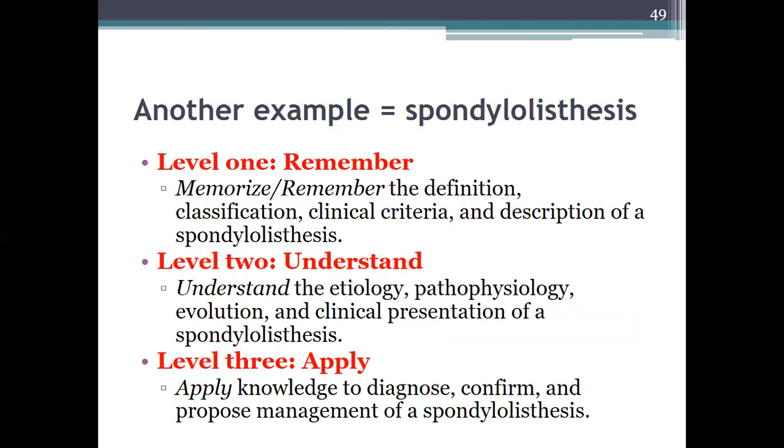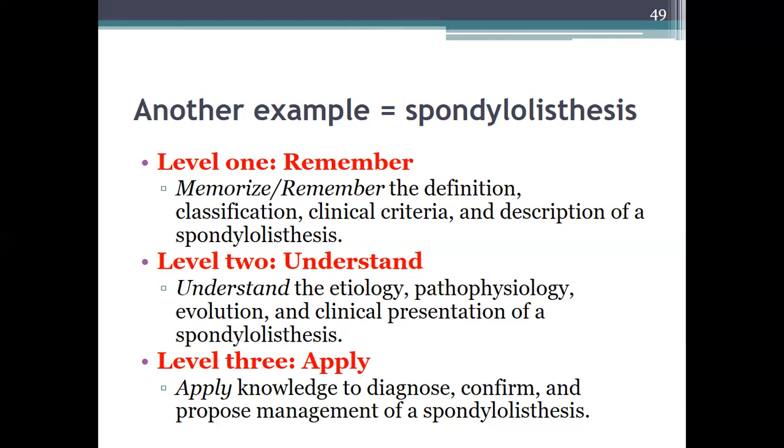Level one, memorize the definition, the classification, clinical criteria, and description of spondylolisthesis. What is grade 1, grade 2, grade 3, grade 4 spondylolisthesis? What are the classifications based on type 1, type 2, type 3, type 4, and type 5 spondylolisthesis? Similarly, he has to understand the etiology, physiology, evaluation, and clinical presentation of spondylolisthesis. What will be the signs and symptoms in a patient with spondylolisthesis? What will be the complications? What will be the problems to a patient? What activities will a person having spondylolisthesis be unable to do?